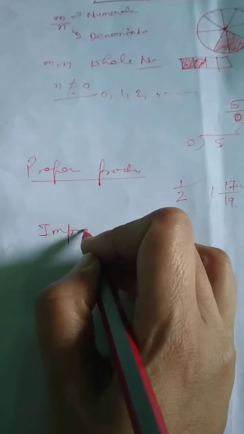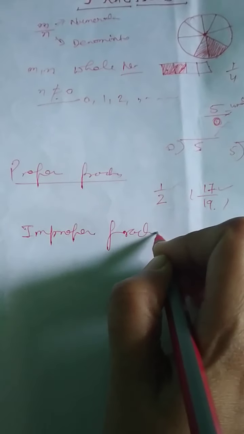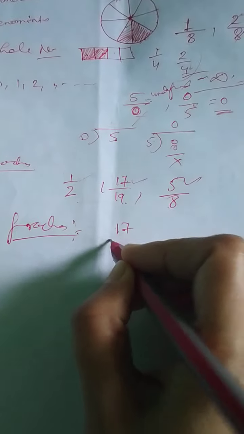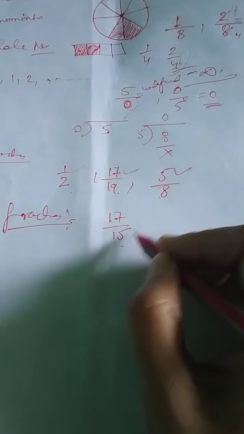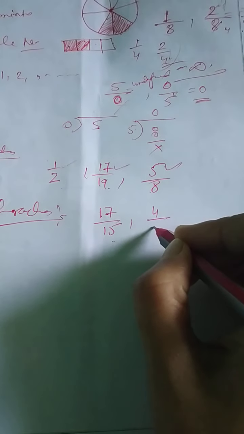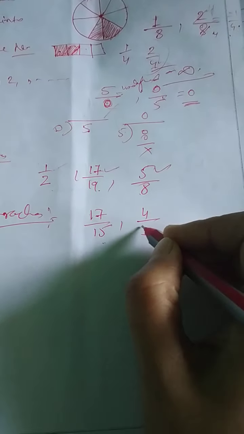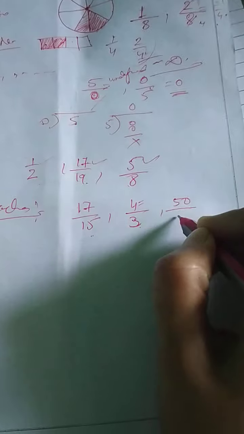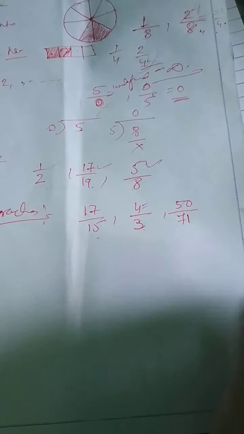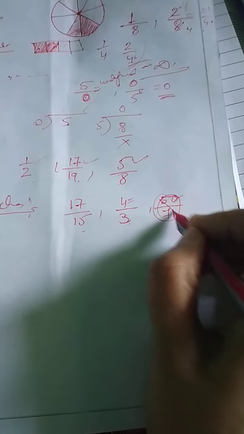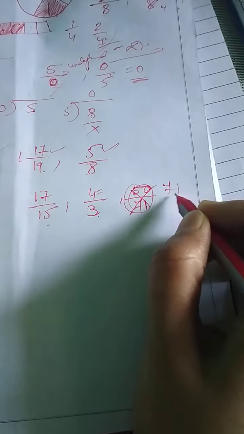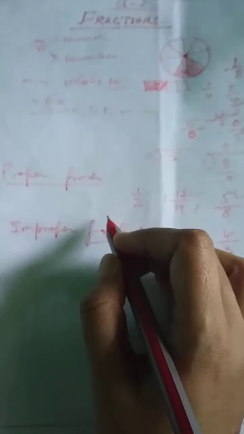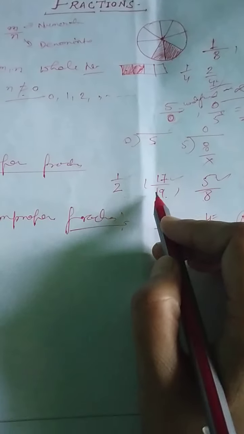Then what is an improper fraction? An improper fraction is just the opposite of it. In this case the numerator will be more than the denominator. You can see the numerator is more than the denominator: 4 by 3, the numerator is more than the denominator. Similarly, you can take any example like 50 by 71. The numerator is, in this case, no, it is proper. Improper means the numerator is more than the denominator. In all of these, the numerator is more than the denominator, you can see. But in a proper fraction, the numerator will be less than the denominator.